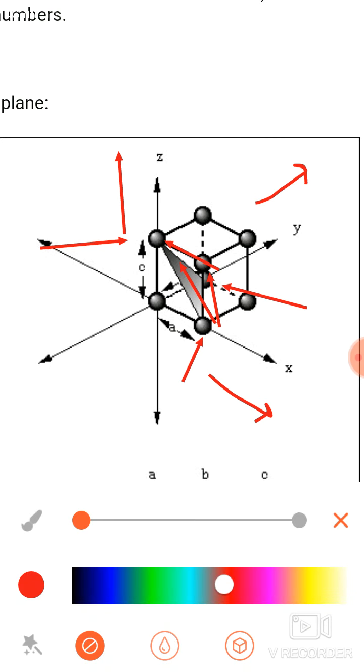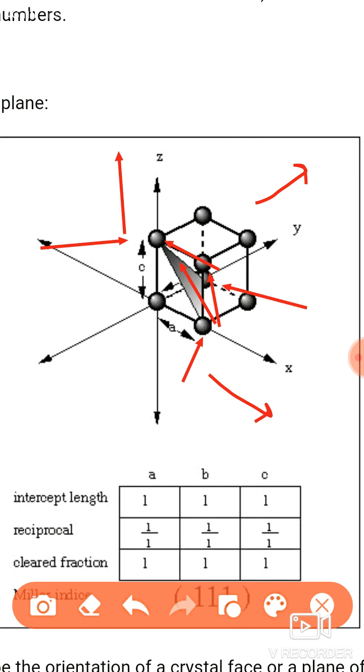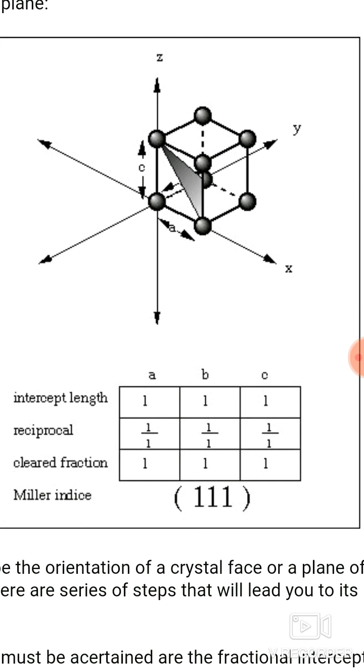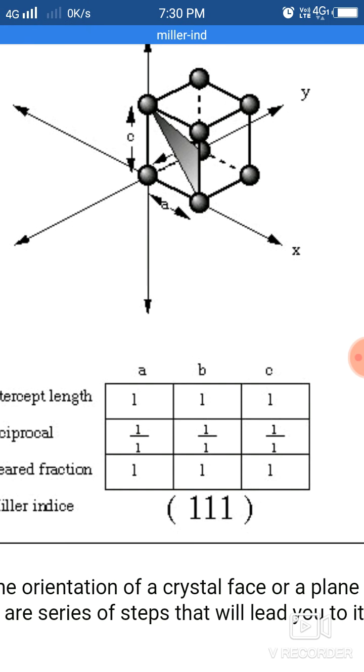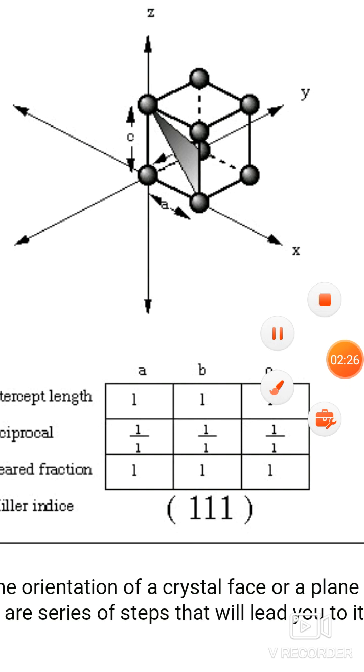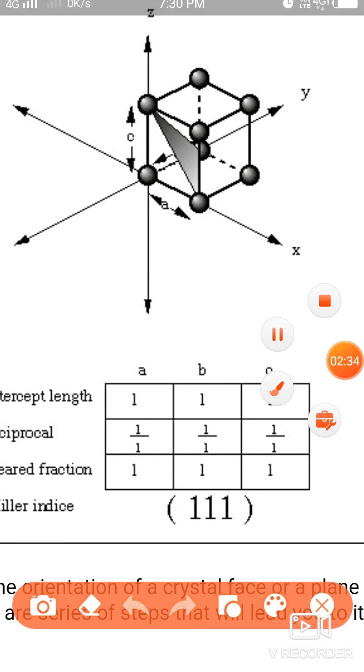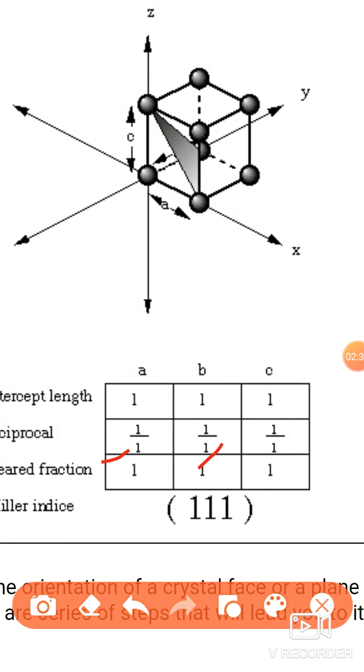Then we have the values of A, B and C equal to 1, 1, 1 because it intersects at the same distance. Then what will be next? To find the Miller index of this plane, we take the reciprocal of the intersecting distance, which is 1 upon 1 on the x-axis, 1 upon 1 on the y-axis and 1 upon 1 on the z-axis. After the reciprocal, we take the numerators 1, 1, 1 because they are the values themselves. Now what will be the Miller index?